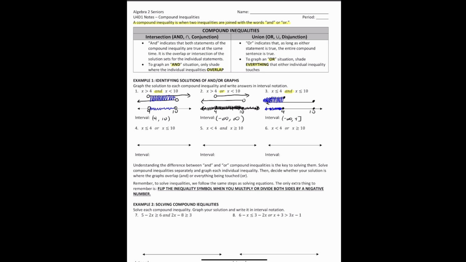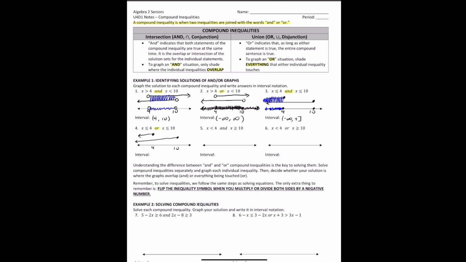Number 4, we have x is less than or equal to 4 or x is less than or equal to 10. So the main characters are 4 and 10 again. 4 is included, and we're going to be shading to the left because it's x is less than or equal to 4. Whereas x is less than or equal to 10, we're going to give it a closed dot. It's included, and we're going to be shading to the left as well.